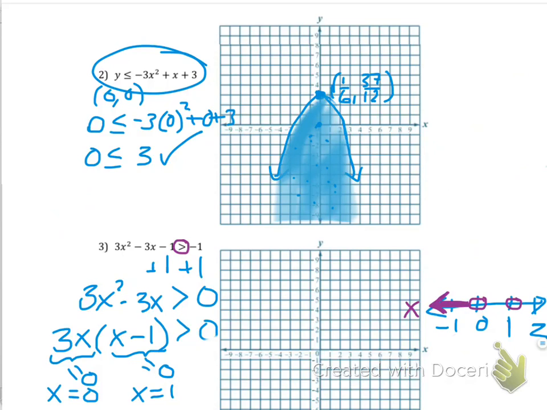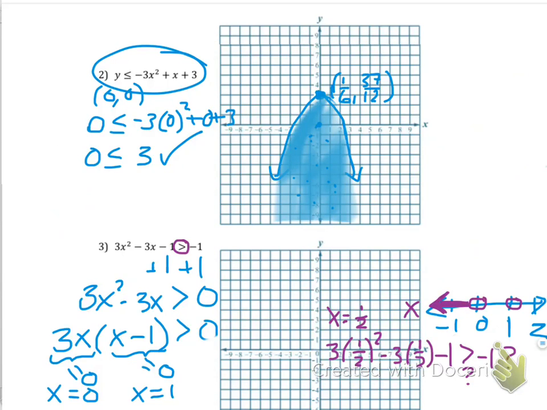So then let's look at in between 0 and 1. Let's try 0.5, all right, 1/2. So I have 3 times 1/2 squared minus 3 times 1/2 minus 1. And is that greater than -1, we ask? I don't know, let's check it out.